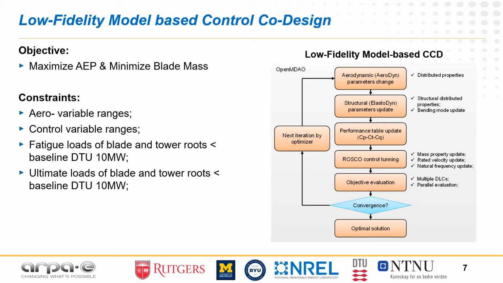To demonstrate the low-fidelity framework, an example design optimization was conducted. The objectives are to maximize the annual energy production and to minimize mass. The constraints are defined for the ranges of design variables and for maximum structural loads.